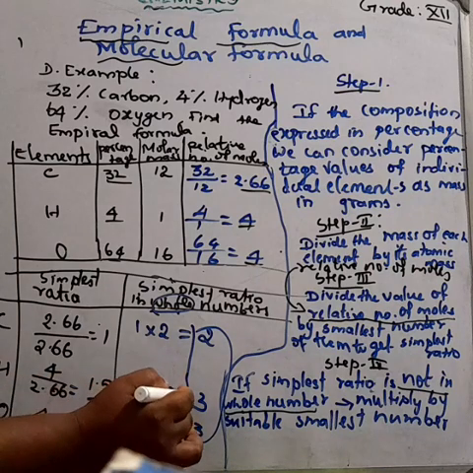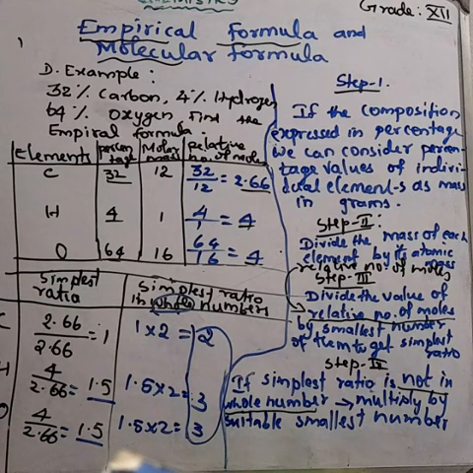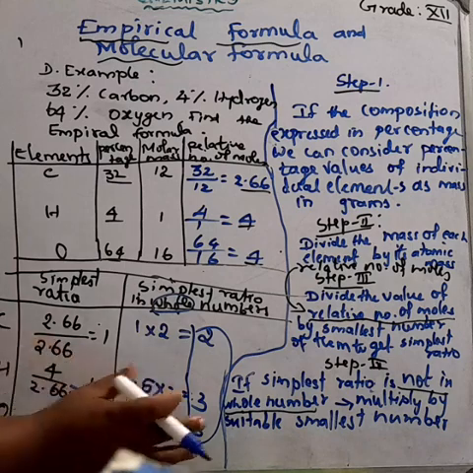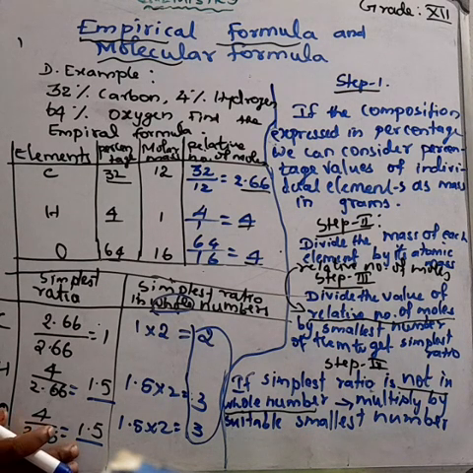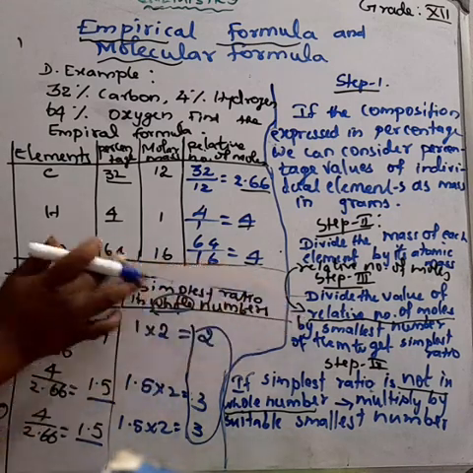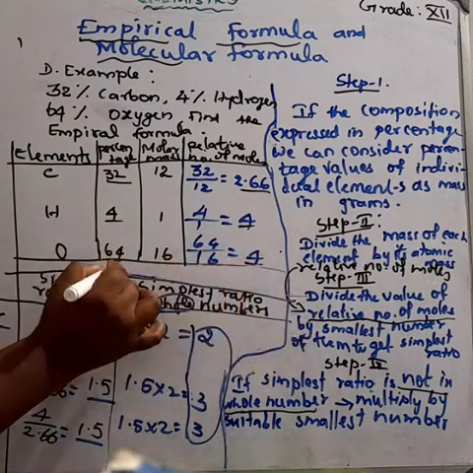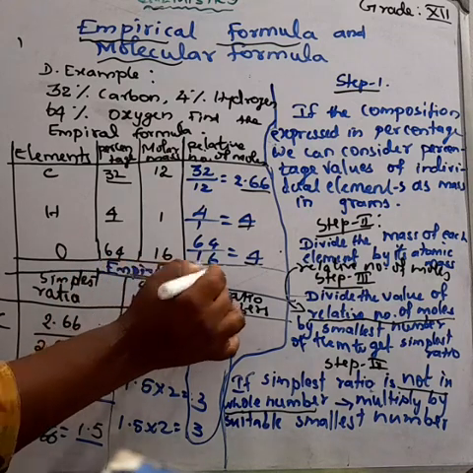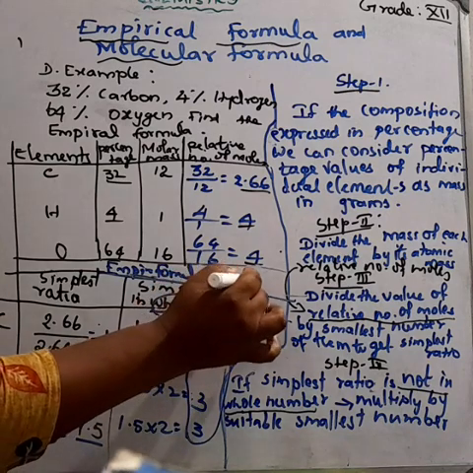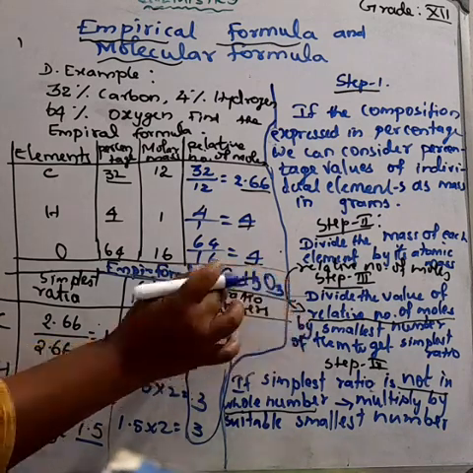Determine the empirical formula. How can we determine the empirical formula? Only the mass percentage is given. From this data, we can get the empirical formula of the substance. So here the empirical formula is carbon, simplest ratio 2, so C2, hydrogen 3, H3, and oxygen 3, O3. This is the empirical formula of this substance. Okay, understood?